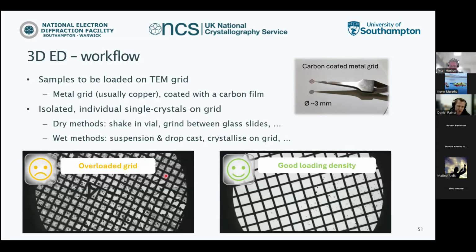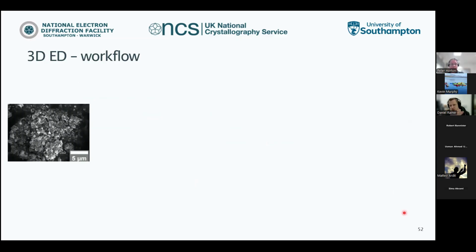And obviously what we want is not shown here on this side, a very overloaded grid. There's matter everywhere. What we want is something like here, where all of these dark spots are some of the particles, and they should be dispersed enough so that we can pinpoint and go to each of the individual crystals on this grid. And here, just as an example, this is one of my old samples from my PhD.